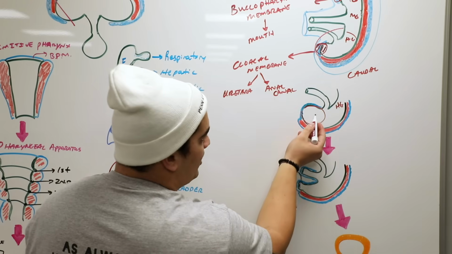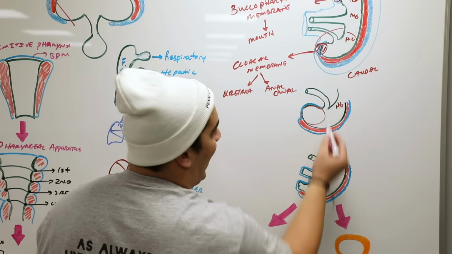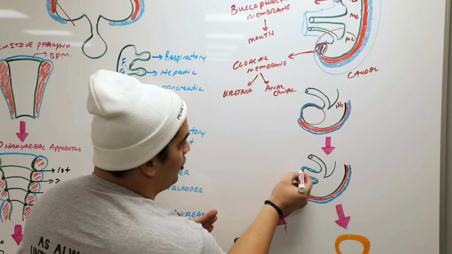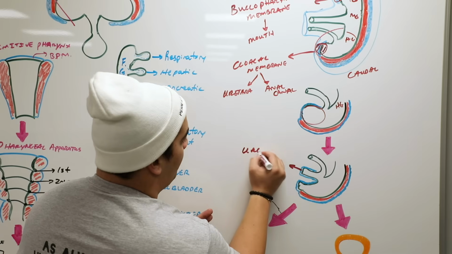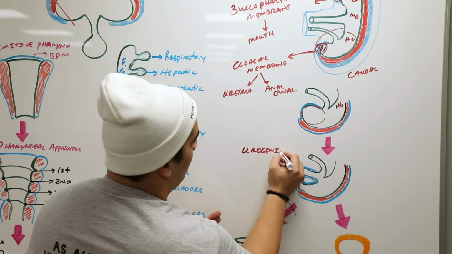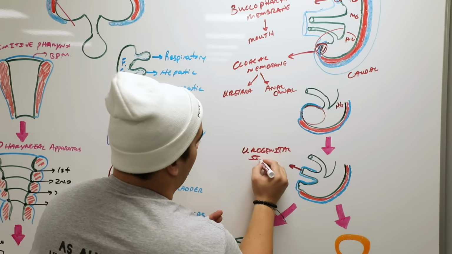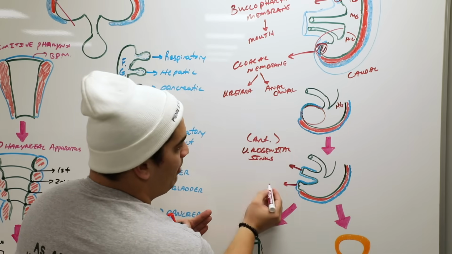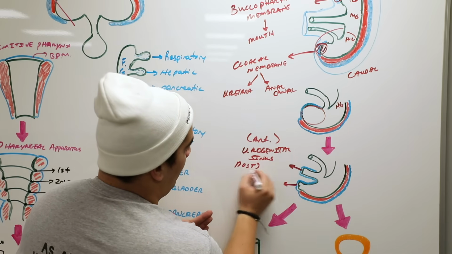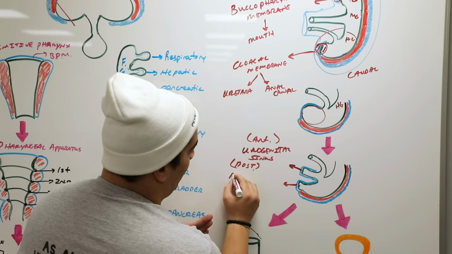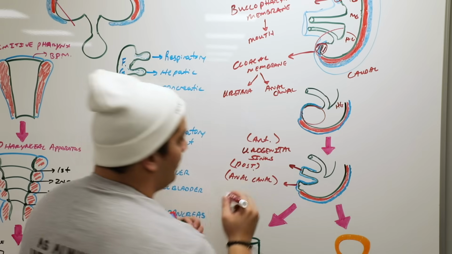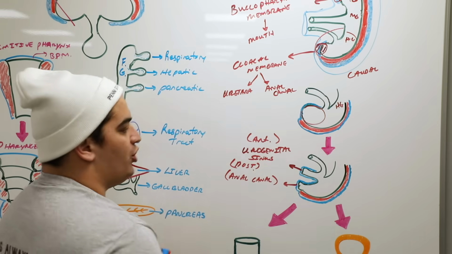So now look how this right here was one whole sac. Now it splits into two portions. This anterior portion is going to be called the urogenital sinus. Which one is this one? Anterior. This one here is posterior. This is going to be the anal canal, basically. Okay? So that is what I want you to remember.